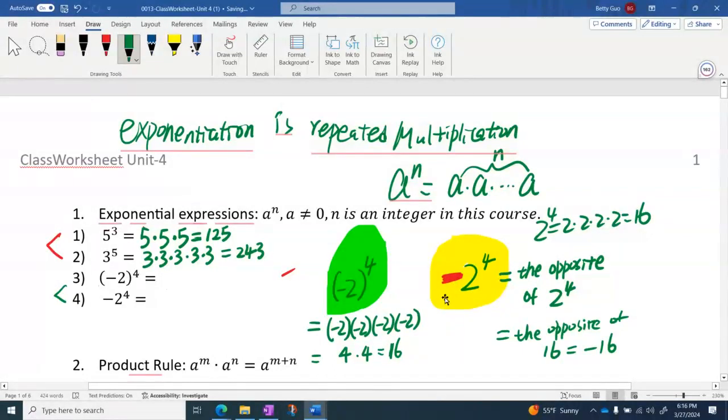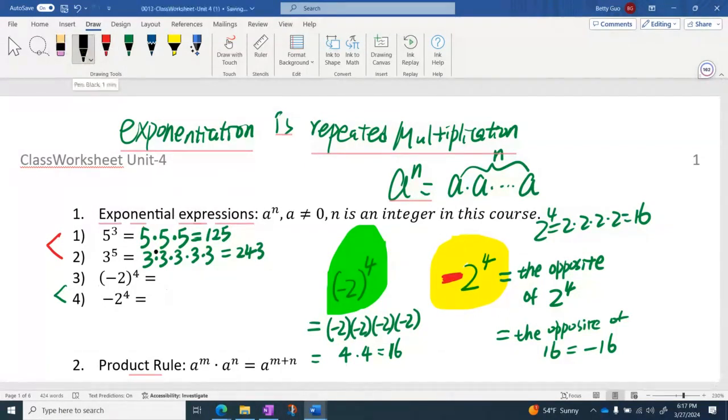Understand the negative sign in the yellow expression as the opposite, kind of like an operation, the opposite of 2 to the power 4. 2 to the power 4 is 16. Then the opposite of 16 is -16. That's the reason the two expressions resolve in two different values, because they are two different expressions. Again, in the green one, the negative sign is part of the base. In the yellow expression, the negative sign has nothing to do with the exponential expression. It's not part of the exponential expression at all. Very good. I hope you understand that.